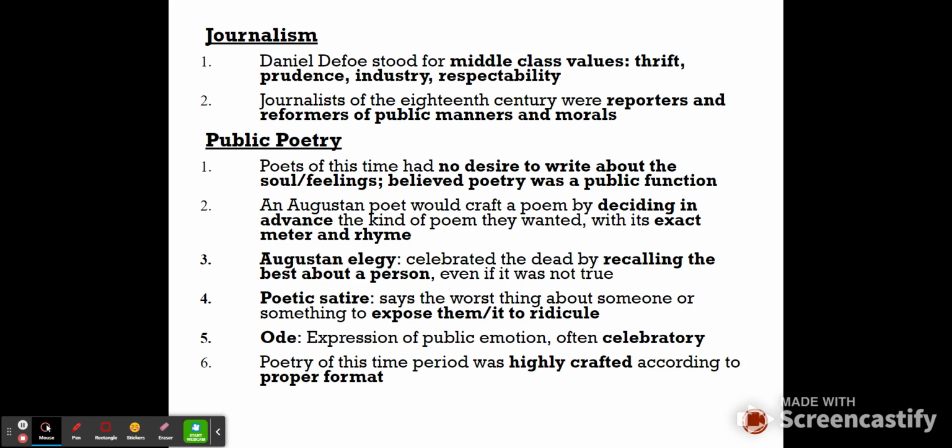So, all of this poetry, whether it be an elegy that celebrates a best about a person, whether it's satire, which is pointing out problems in society, odes, which are celebrating public emotion. And all of these are very public focused. I'm not saying you won't find private poetry at the time, you can, but most of the dominant poetry is more public focused at this time and more focused on wit and intellect than emotion and feeling, which becomes important later on.